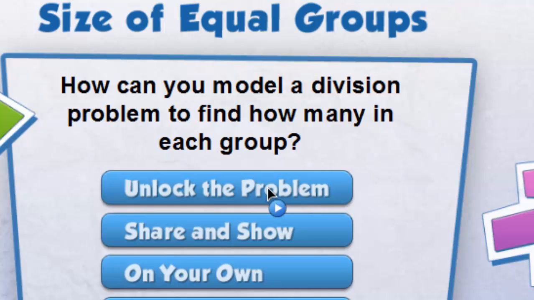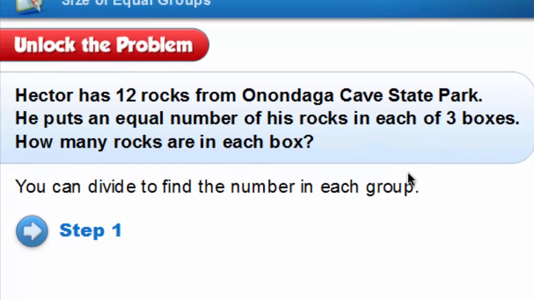Let's unlock the problem. Here we have our problem. Hector has 12 rocks from Onondaga Cave State Park. He puts an equal number of his rocks in each of 3 boxes. How many rocks are in each box?